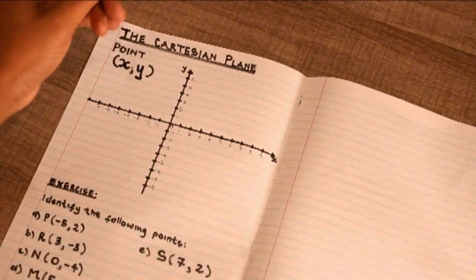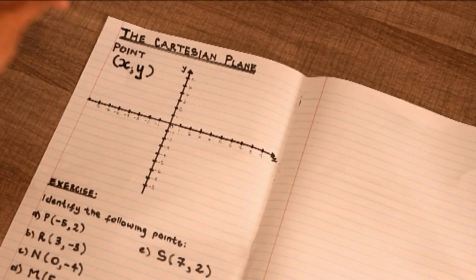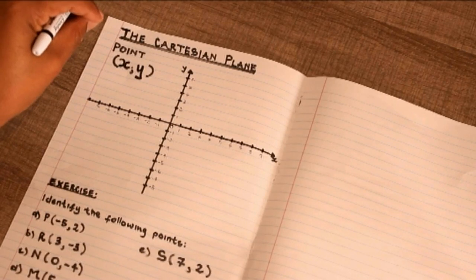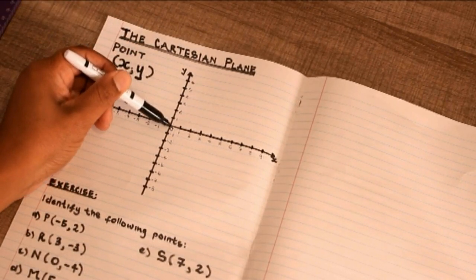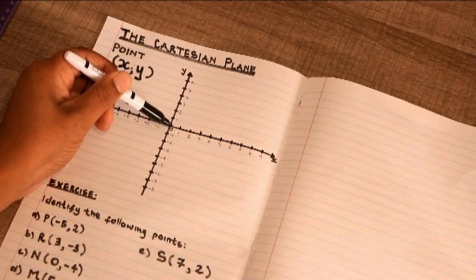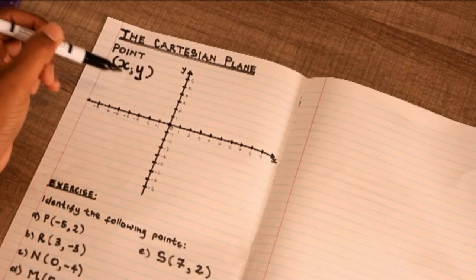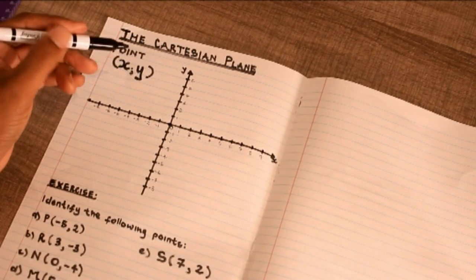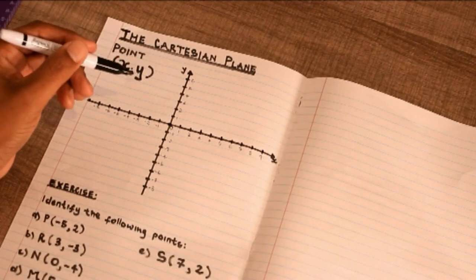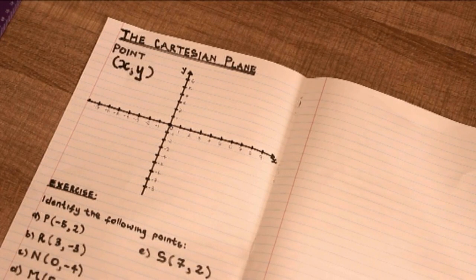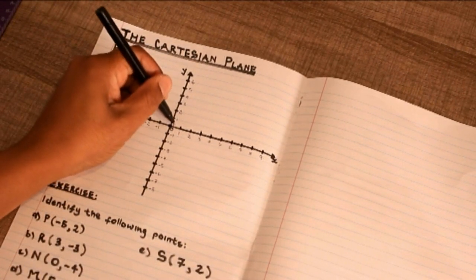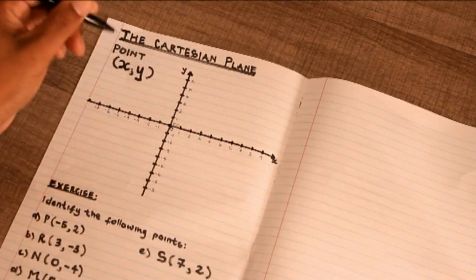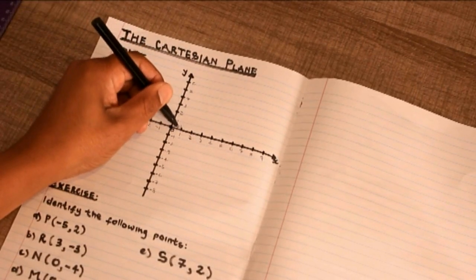Now, I want us to look at how we identify points on a Cartesian plane. The very first point, right here where the two lines intersect, is called the origin. That point, the origin, is 0, 0. Let me just note it here that the point here is 0, 0. That's where everything starts, where you start moving from.